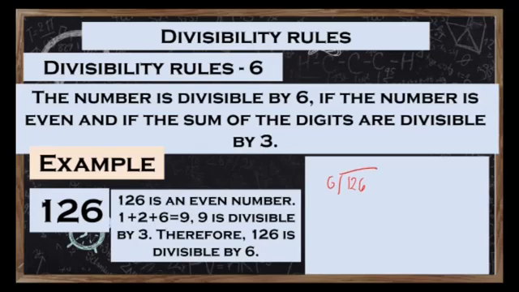126 divided by 6. 12 divided by 6 is 2. 2 times 6 is equal to 12. 12 minus 12 is equal to 0. Bring down 6. 6 divided by 6 is 1. 1 times 6 is equal to 6. 6 minus 6 is equal to 0. So therefore, 126 is divisible by 6.